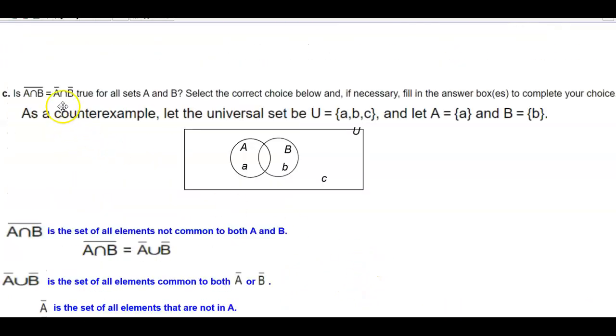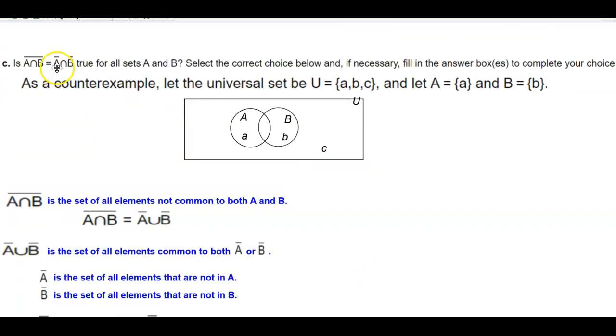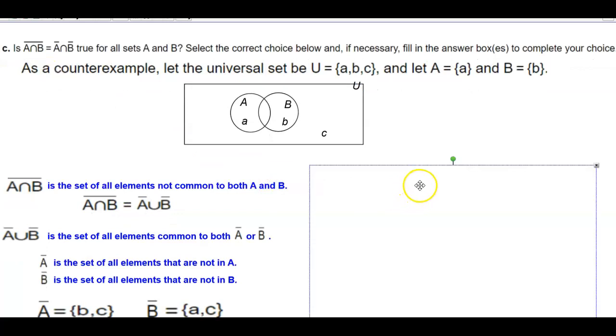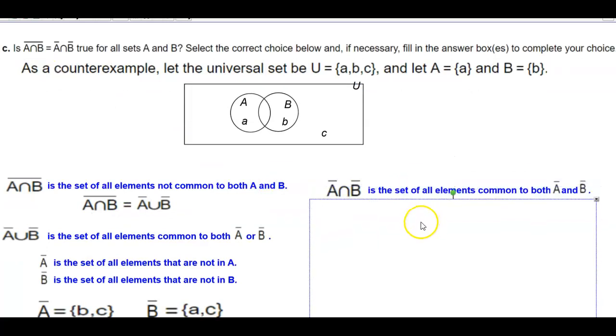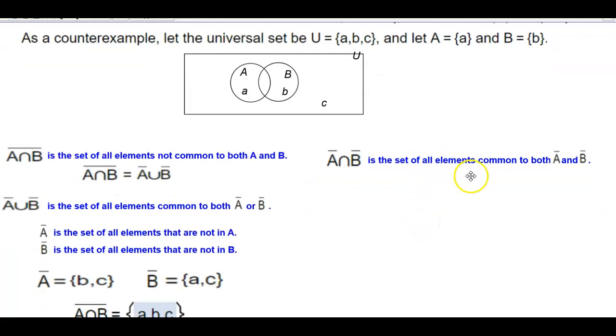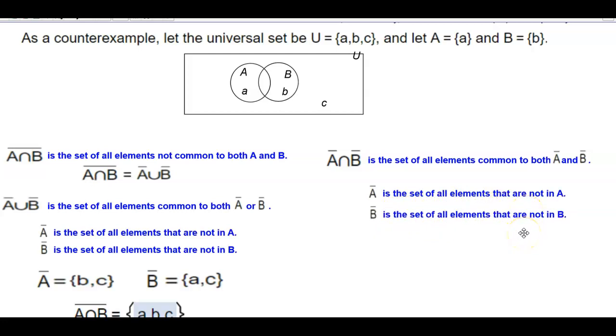Now, let's take a look at the right side. Now we're looking at the complement of A intersection the complement of B. First and foremost, this is defined as the set of all elements common to both the complement of A and the complement of B. So recall that the complement of A is the set of all elements that are not in A, and the complement of B is the set of all elements that are not in B.